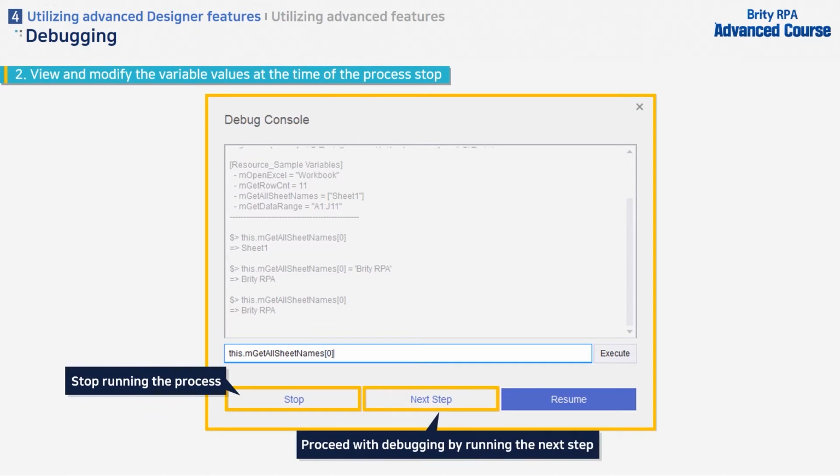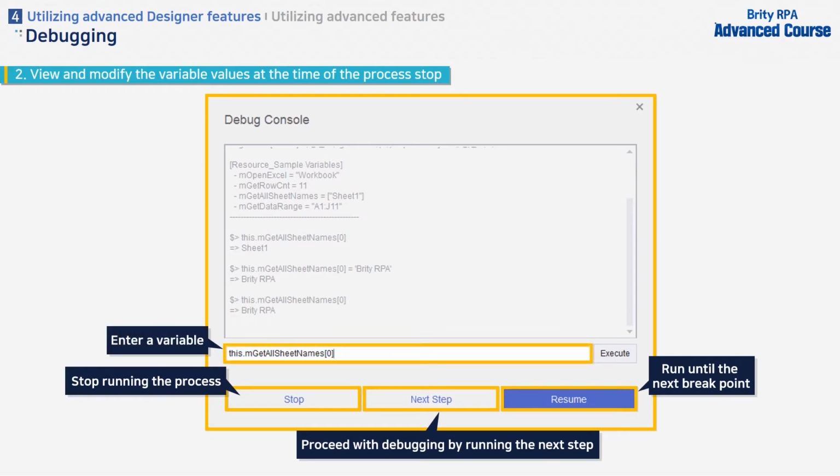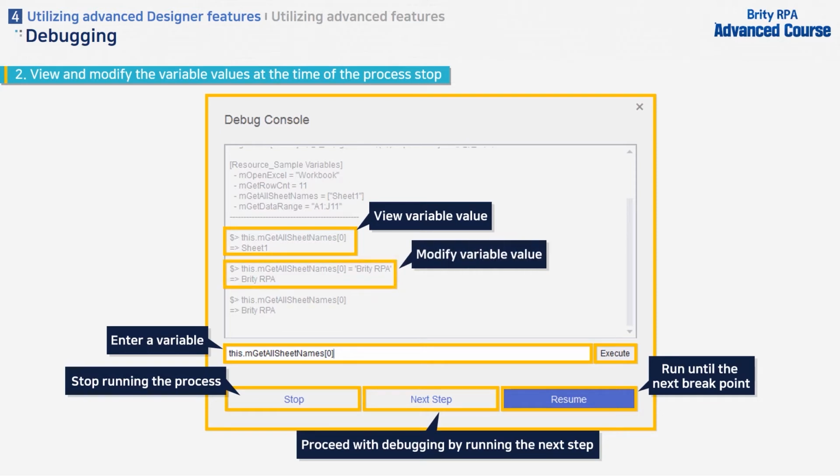If you click Next Step, debugging will proceed by running the next step. If you click Resume, the process will be run until the next breakpoint is reached. Then, you can enter the variable name in the variable field and click Execute to view the variable value at the time the process stopped. You can modify the variable value if required.